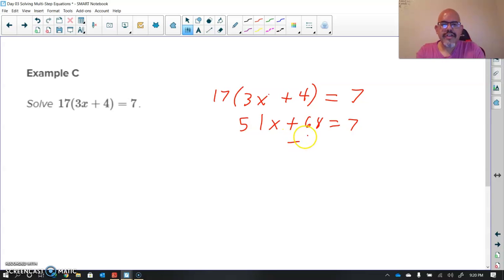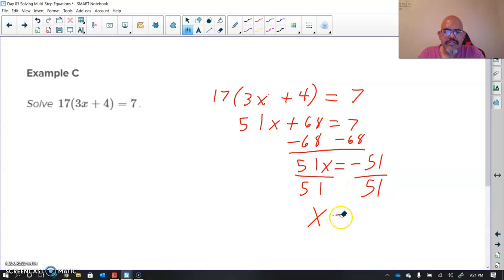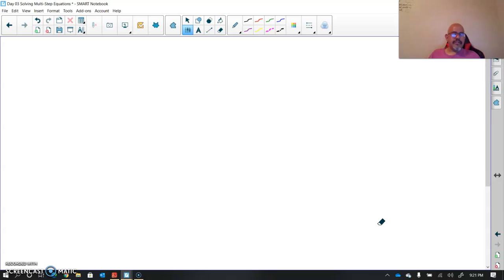Then I'm going to subtract 68 from both sides. 51x is equal to negative 51. Wait, that was a positive 51, just so we know. And then divide both sides by 51. So x is equal to negative 1, and that's it. Let me check if there's any others that we can do real quick. Not really. I'm going to go ahead and stop right there.